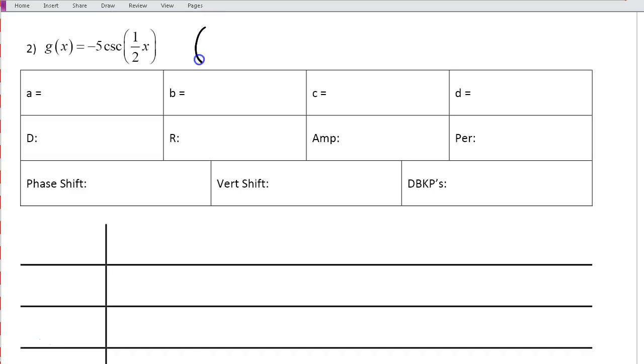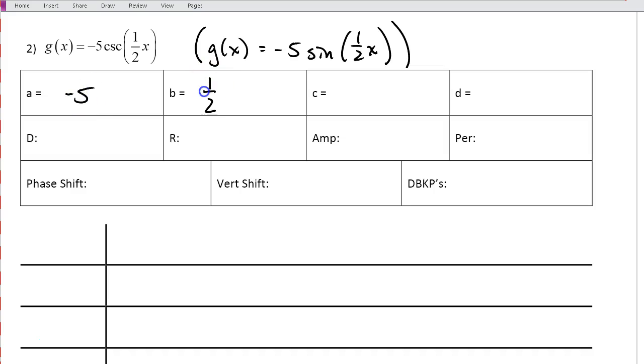Remember, what we want to do here is, if it's a cosecant, we want to just pretend that it's a sine curve. And we'll start doing the problem like it's a sine curve, and then at the very end, when we draw in our graph, we'll take into account that it's actually the reciprocal and draw that in the graph accordingly. So my A is -5, my B is going to be a half, C and D are both 0.